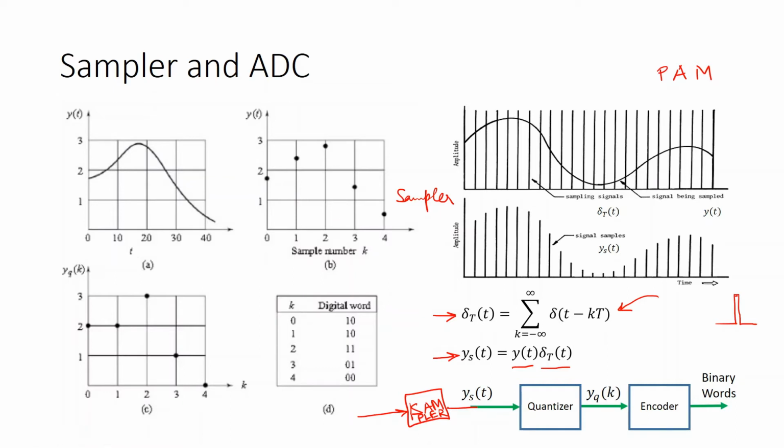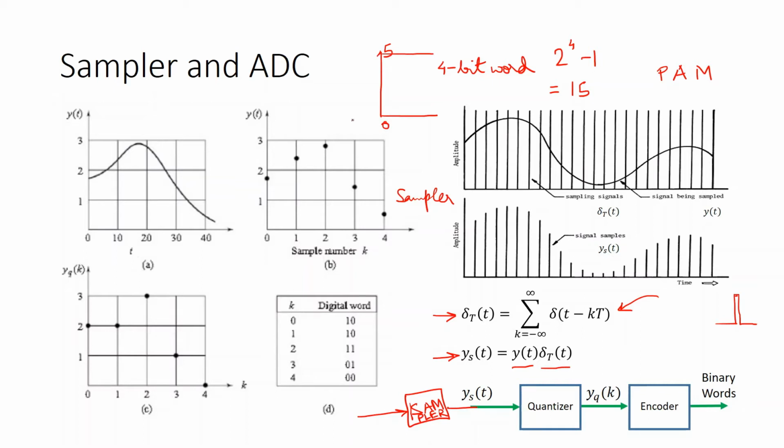But if you are trying to use binary words for computation, binary words have a certain quantization level. Suppose you divide the entire range of 0 to 5 volts with a 4-bit word. How many levels can there be? 2 to the power of 4 is 16, minus 1, so 15 different levels you can get.